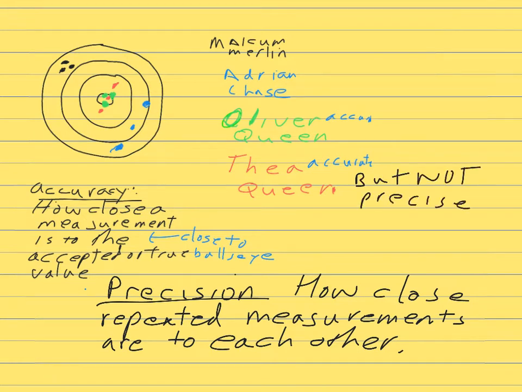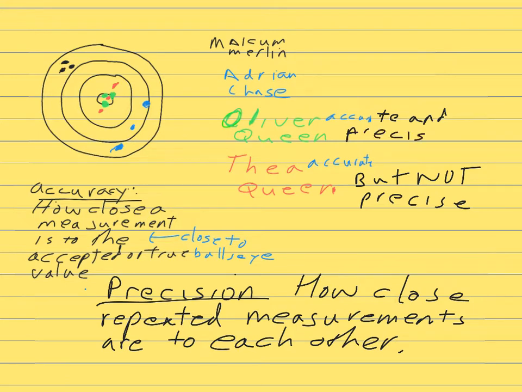Oliver, on the other hand, our green arrows, all 3 arrows are in the bullseye, so he's accurate, but the 3 dots are also very close together. If we were to take a dollar bill, if we were to take some money out of our pocket, we could probably lay a dime on top of all 3 of his arrows. So we would say he is precise. We would say he's accurate, and he's precise, because his arrows are close together.